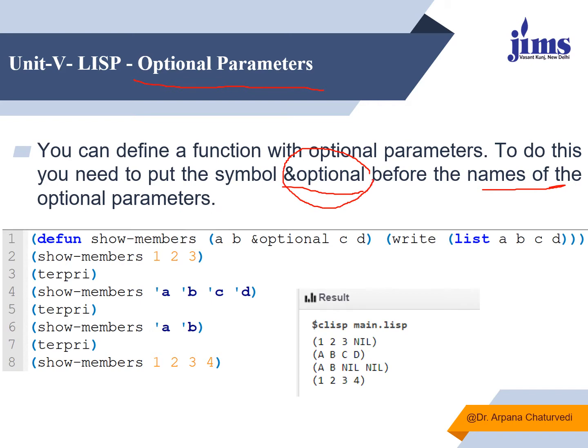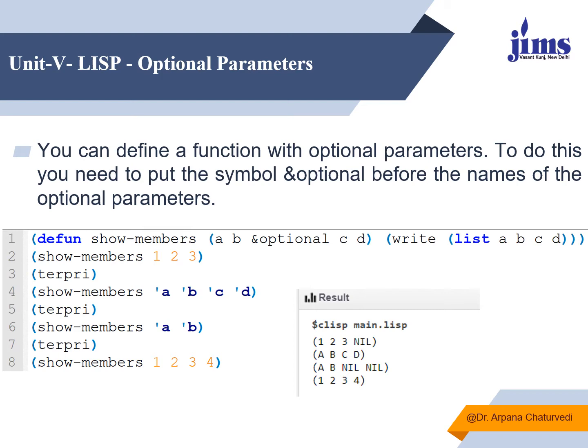Like here in the example, I am making a function. The name of the function is show-members. The job of this function is to show the members which are being passed to this function. Now in this function, in the place of the parameter list, I have passed A, B, then &optional C and D.